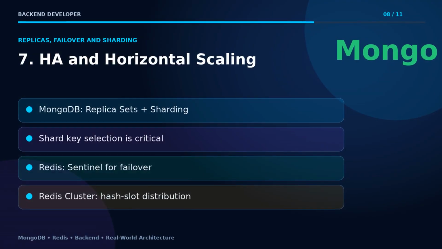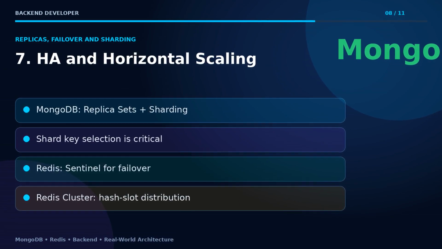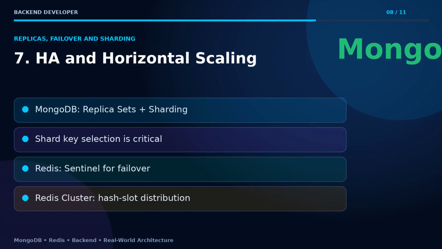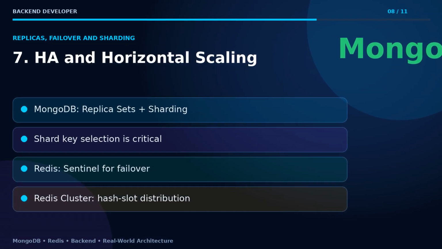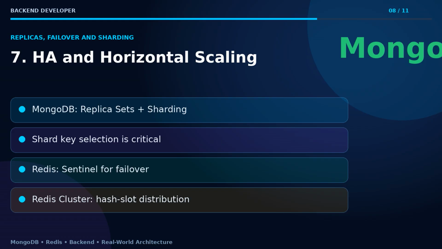For high availability and scaling, MongoDB replica sets provide redundant copies and automatic primary election. For larger datasets, sharding distributes data across machines using a shard key. A poor shard key can concentrate traffic on one shard or create inefficient scatter-gather queries. Redis Sentinel monitors primary and replica deployments, and provides automatic failover without data sharding. Redis Cluster partitions the key space across nodes using hash slots for horizontal scaling. Redis replication is asynchronous, so under certain failover conditions, the latest acknowledged writes may be lost. Your architecture must account for that possibility.